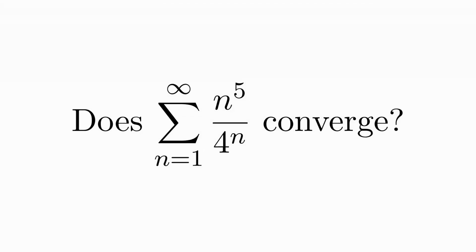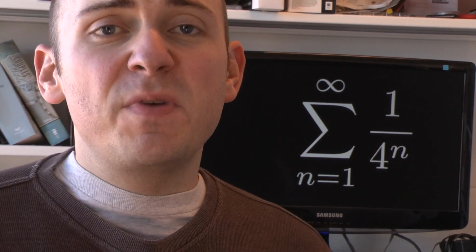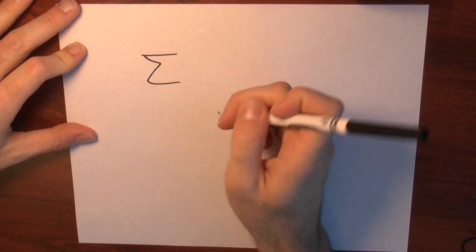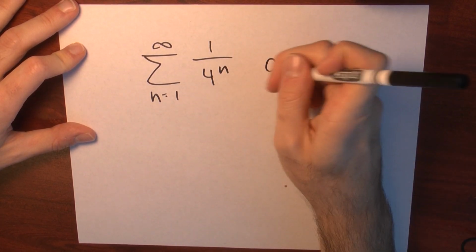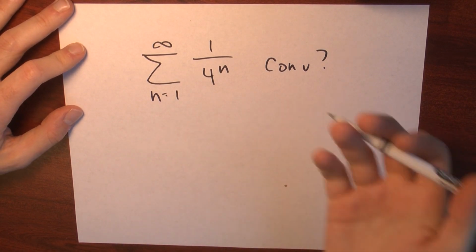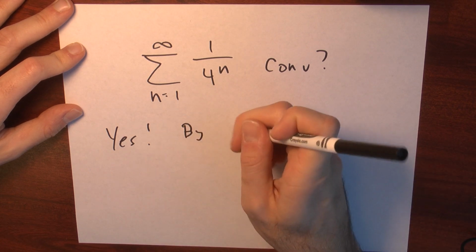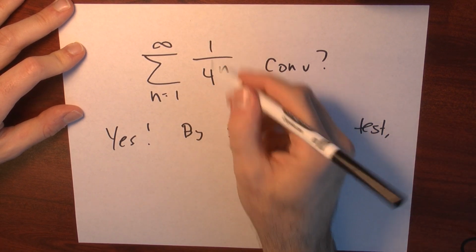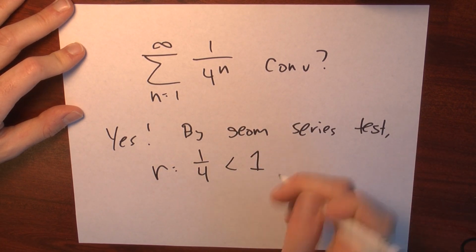Let's look at ratios. We've already seen how to determine the convergence of a geometric series. For example, does the series the sum n goes from 1 to infinity of 1 over 4 to the n converge or diverge? Well, this series converges, by the geometric series test, if you like, because the common ratio between the terms is 1/4, and that's less than 1.